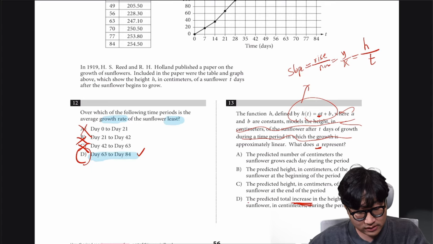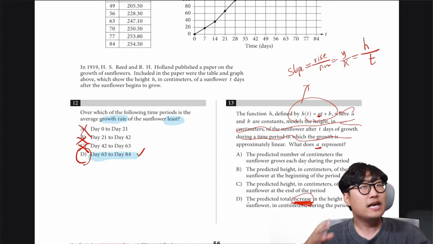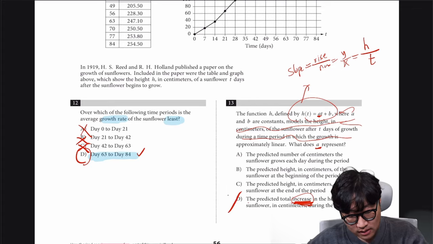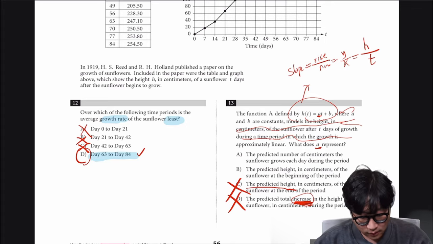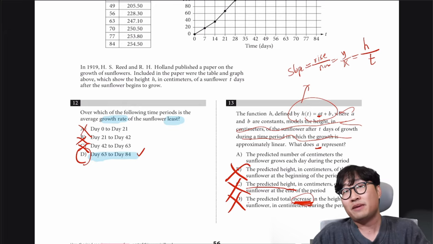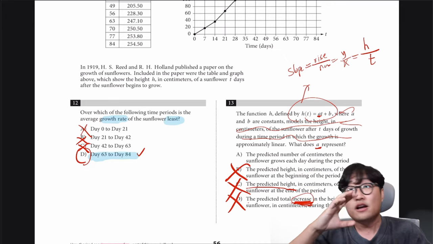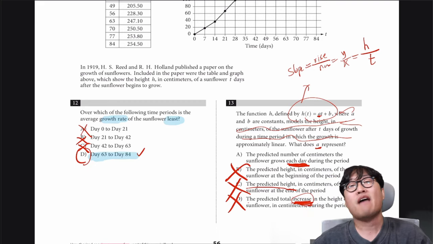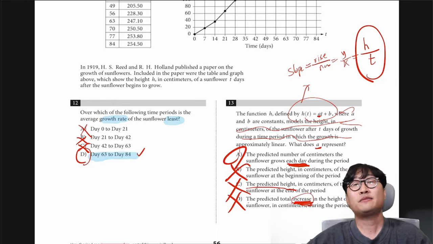D, the predicted total increase, it's got that word increase I like, in the height of the sunflower in centimeters during the period. Well, it's got the increase, but it's not the total increase. It is how much it goes up in height per day, which is why D is probably not it, right? And then choice C, the predicted height, it's not the height, it's the increase. So B, the predicted height. Once again, that's wrong. So it's gotta be A. Let's see what A says. The predicted number of centimeters a sunflower grows, okay, there it has how much the height goes up each day, there you have it, per day, right? Look at this, how much height per day. So that's why A is the best answer.